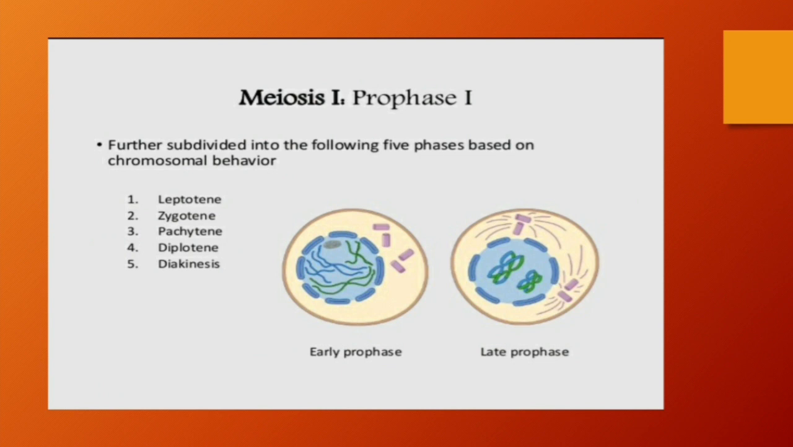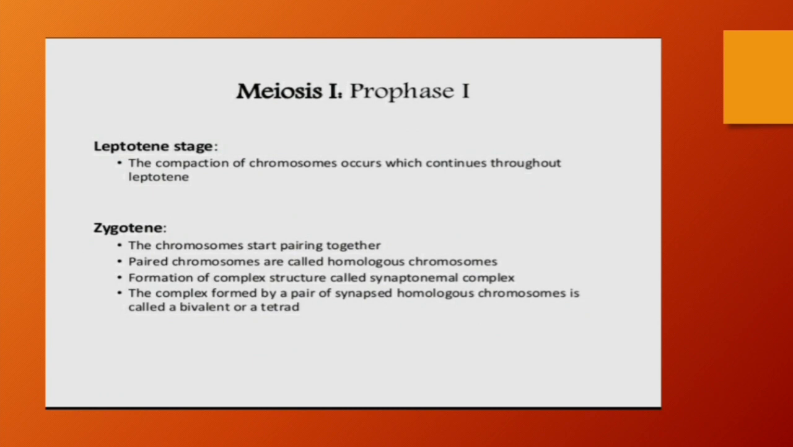Let us discuss prophase 1, which is a very important phase of meiosis 1. It has been further divided into leptotene, zygotene, pachytene, diplotene and diakinesis. Let us discuss what happens in leptotene. During the leptotene, children, the chromatin material will start forming chromosomes, so condensation of the chromatin will begin.